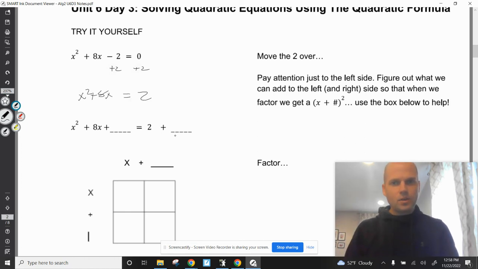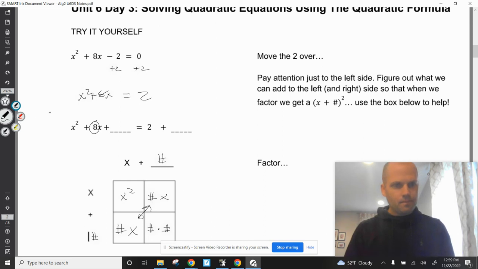Now we got to figure out what do we add to both sides. And in this case, it's not 9. It's a different number. So that I get x plus a number times x plus the same number. Well, let's think about this. This is going to be x squared. This is going to be the number times itself, the number squared. The middle is going to be the number times x and then the number times x. And when I add those two together, I'm going to get 8x. Okay? Well, what number plus itself is 8?